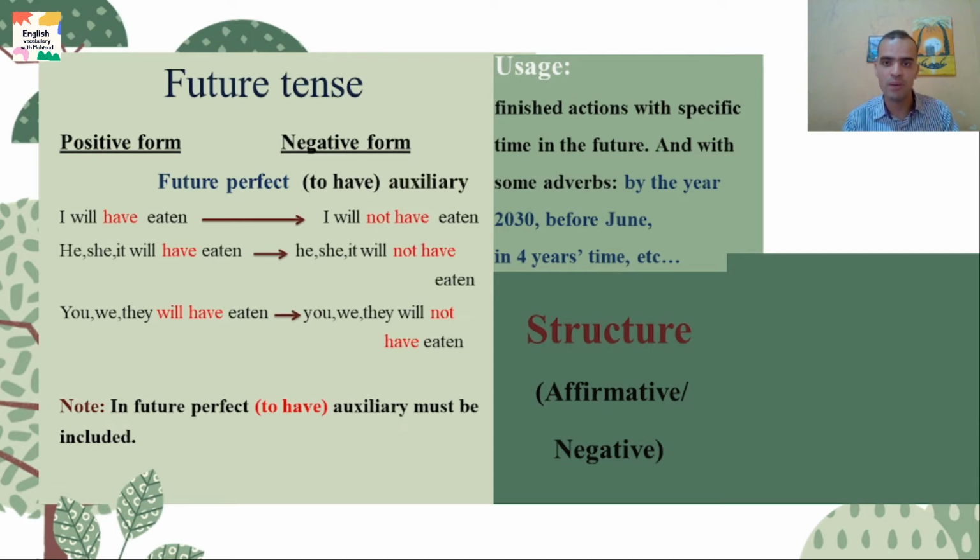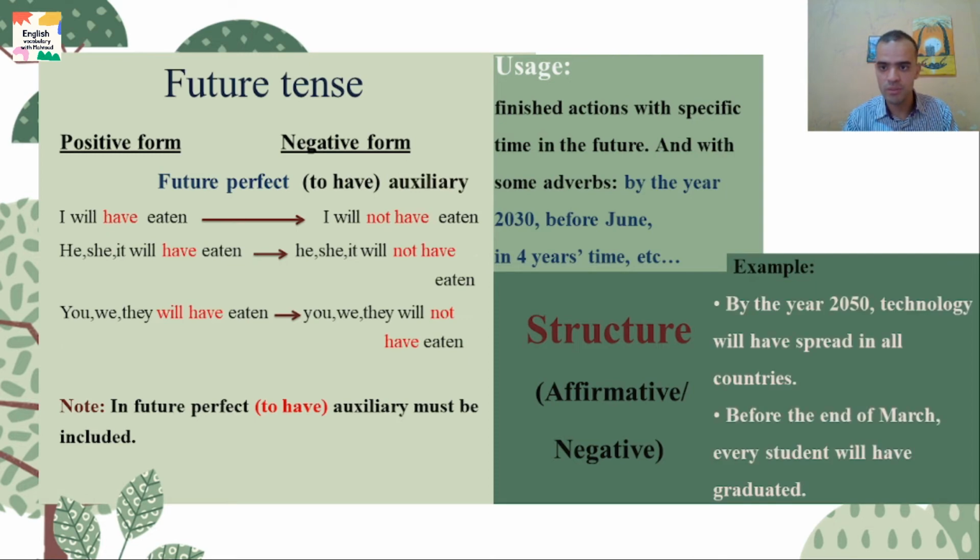It's a finished action, but it will finish at that time in the future. We will use examples as usual to know what is the meaning of the future perfect usage. And with some adverbs, we use, of course, the future perfect with adverbs like by the year 2030, before June, and in 4 years' time, etc. All these adverbs show the finished action that will happen in the future. We'll see examples to know more about the future perfect usage.